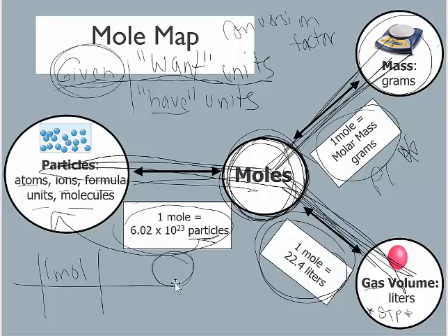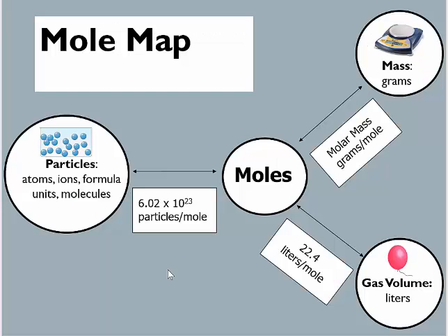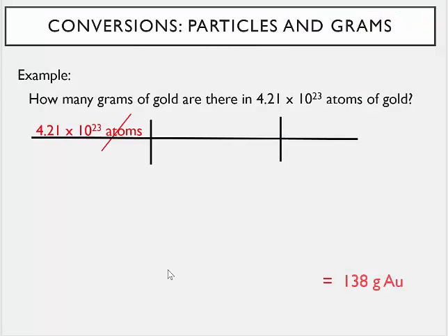Let's look at an example that we did not cover today. Here we have: how many grams of gold are there in 4.21 times 10 to the 23rd atoms? So this is our given amount. Identify that. We want to know grams. So that's my unknown. How many grams are in this many atoms? I need to be able to measure this.